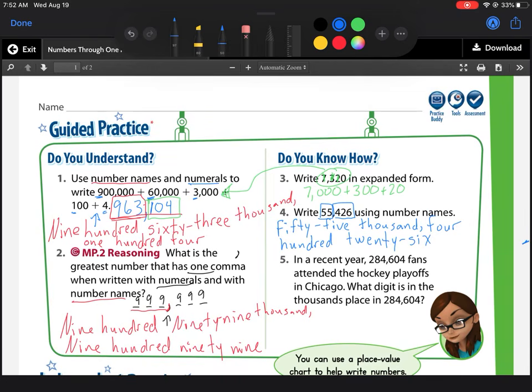Heading off to our next one now. We have, in a recent year, 284,604 fans attended the hockey playoffs. What digit is in the thousands place in 284,604? Well, it's asking for my thousands place, so I'm going to underline that keyword. And now I'm going to be looking for my thousands. Remember, we have ones, tens, hundreds, thousands. So it's asking what digit is that. So I see that is a 4. So a 4 is in my thousands place value.